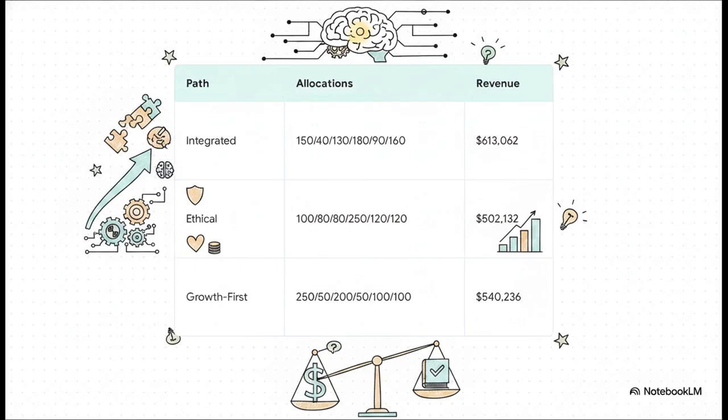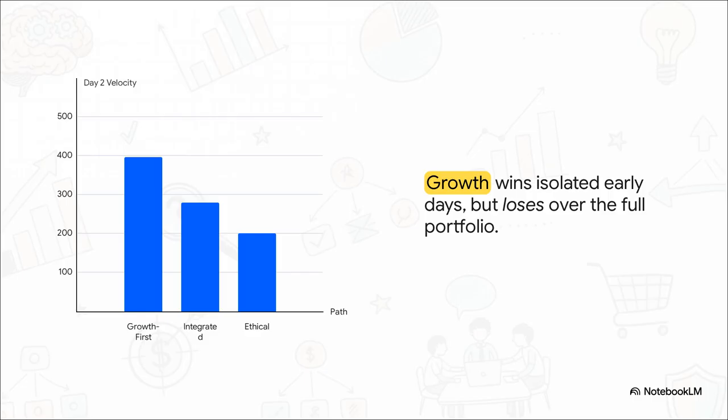A student taking an ethical stance might leave some money on the table, while a highly balanced, integrated path just quietly compounds over time. Now, what's really interesting about this early velocity data is that it reveals a fascinating little trap. Look, the growth-first path absolutely surges ahead early on, easily beating the others on day 2. But here is the secret mechanism encoded in the simulation. While that loud, aggressive growth-first strategy wins those isolated early days, it is actually the boring, highly cohesive, disciplined, integrated path that structurally out-earns everything else over the full 12-day portfolio. Early speed is not the whole season, folks.